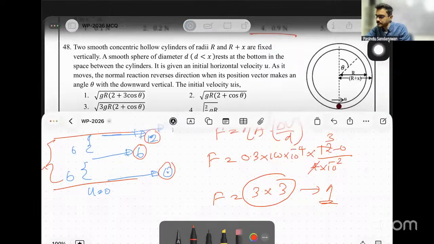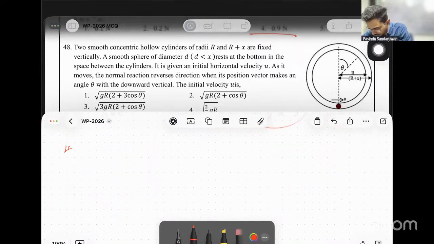Then 48. Two smooth concentric hollow cylinders of radii r and r plus x are fixed vertically. A smooth sphere of diameter d less than x rests at the bottom of the space between the cylinders. It is given an initial horizontal velocity u. As it moves, the normal reaction reverses direction when the position vector makes an angle theta with the downward vertical.